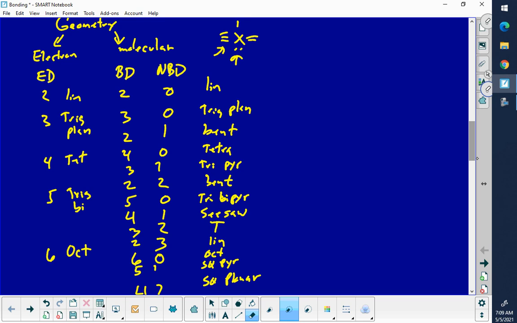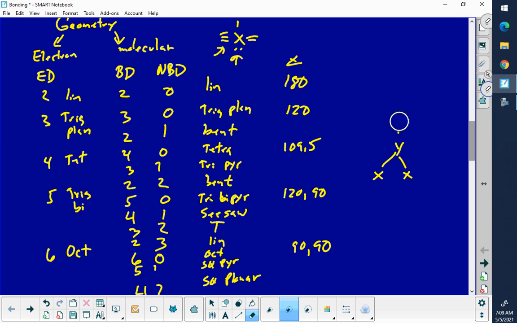Now, we also are going to need to know something about angles. All right? Angle for linear is 180. Angle for trigonal planar, 120. Angle for tetrahedral, 109.5. Angle for trigonal bipyramidal is 120 and 90. And angle for octahedral is 90, 90. Now, two things can affect that. So I have 2 atoms, X and X, and here's my Y, and we'll say I have an X here, right? And we'd say, okay, each of these is 120.